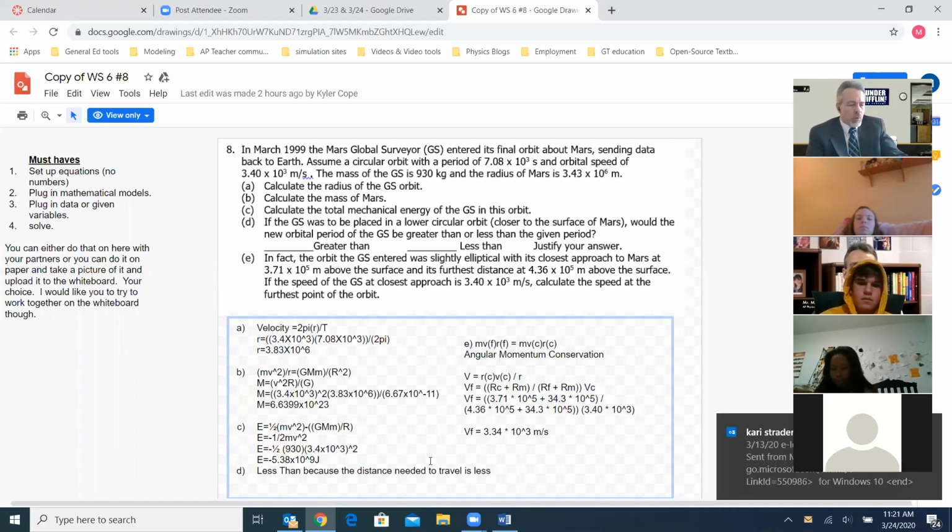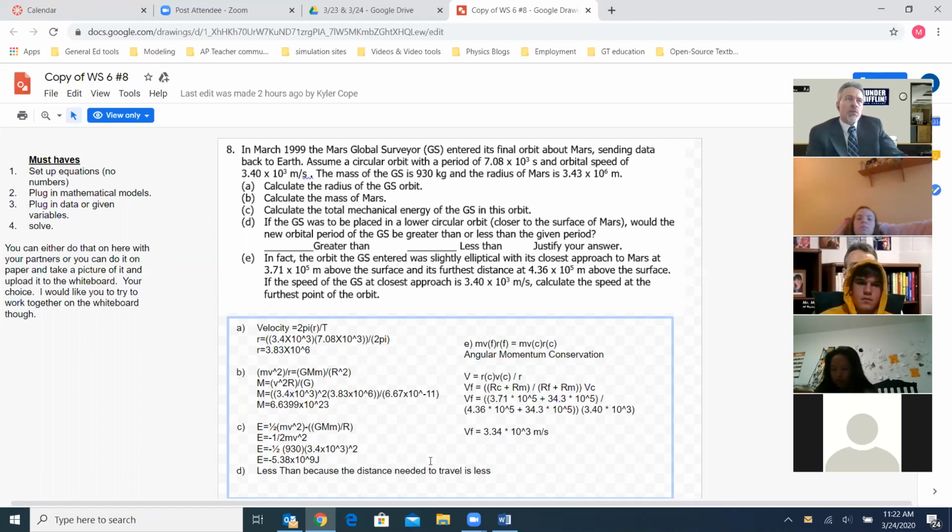Okay, and then part E says, what if it's not circular motion, but we have the thing in an ellipse? What would the new speed be? And at first you might be going, well, I can't solve this because it's not a circle. I can't use mv squared over r. You're right, you can't. But you can use conservation of energy.